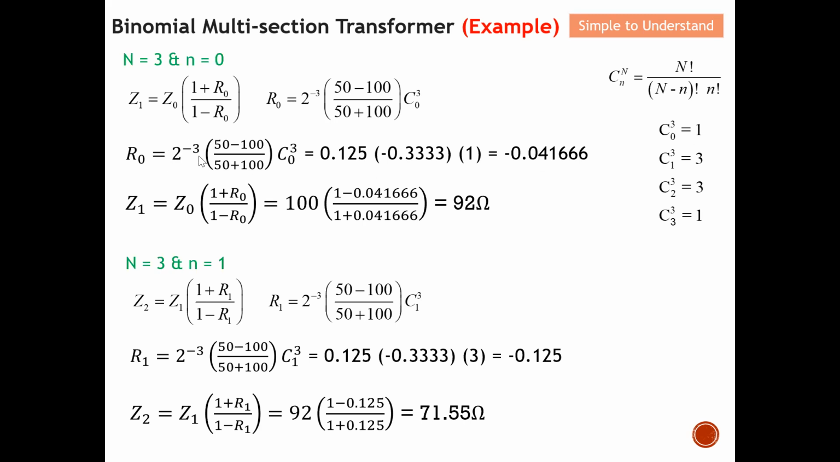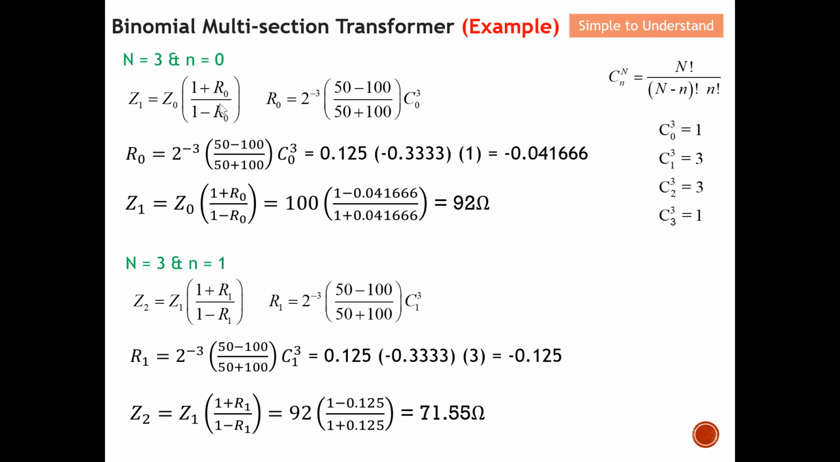You can punch your calculator. 2 to the power of minus 3 will be equal to 0.125. This part here, because 50 minus 100 will be minus 50. So therefore, my value will be minus. And then if you do this minus 50 divided by 150, you should be able to get this 0.3233. And this term is equal to 1. And from here, I calculate that my R0 is equal to minus 0.041666.